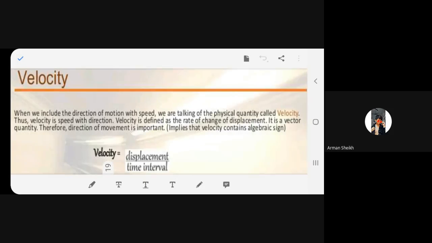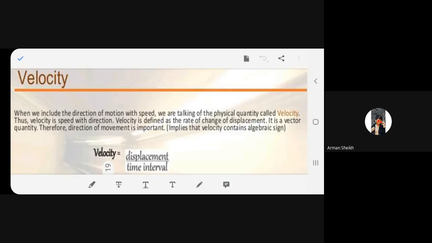When we include the direction of motion with speed, we are talking of this physical quantity called velocity. Thus, velocity is speed with direction. Velocity is defined as the rate of change of displacement. It is a vector quantity. Please put off your mic. Thank you.